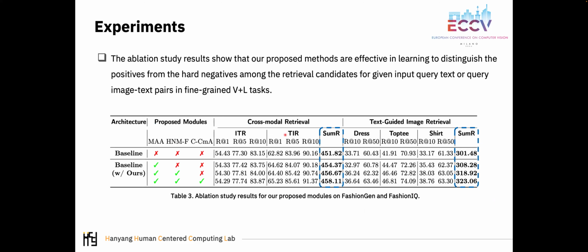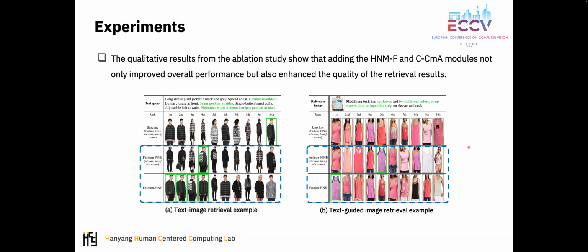And we also ran an ablation study to see how much the proposed modules contribute. As you can see, all modules contribute to improved performance. And we observed the example-based results from the ablation study. Overall, we could observe that adding the HNM-F and C-CmA modules not only improved quantitative performance, but also improved the quality of the retrieval results.